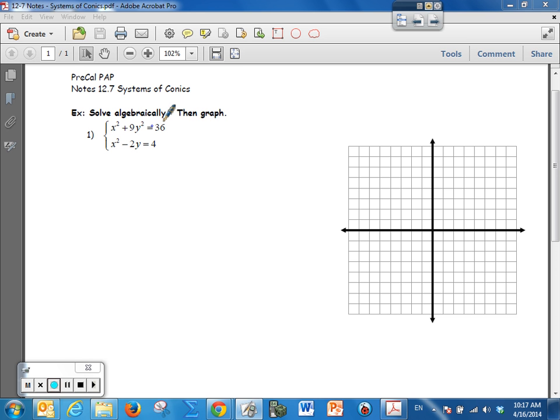So for this first one, it wants us to solve algebraically and then graph. Looking at this, we know that that's not a circle because these coefficients aren't the same, so this is an ellipse. So let's get it in standard form so that we can graph it. Basically we get x squared over 36 plus y squared over 4 equals 1. That's a pretty straightforward one.